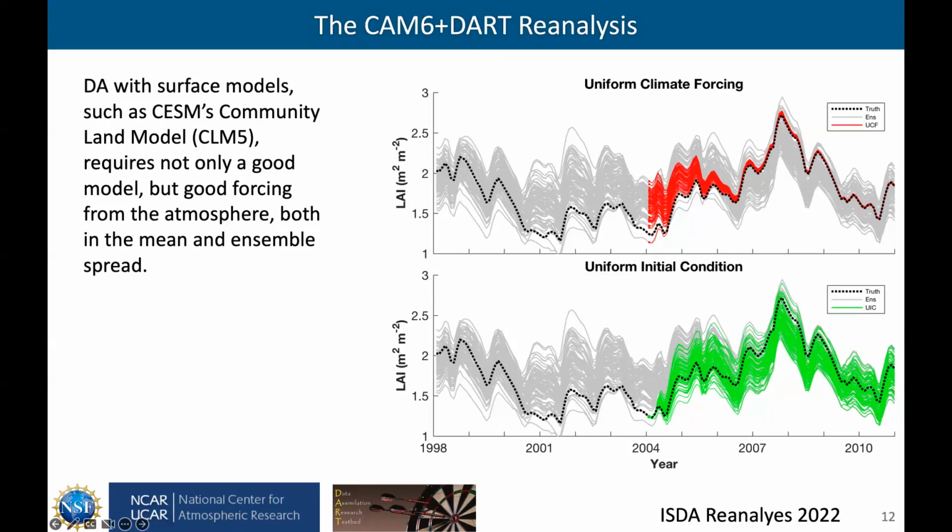So this is the motivation for one of the largest DART projects, which is the motivation for this talk, the CAM6 plus DART reanalysis.